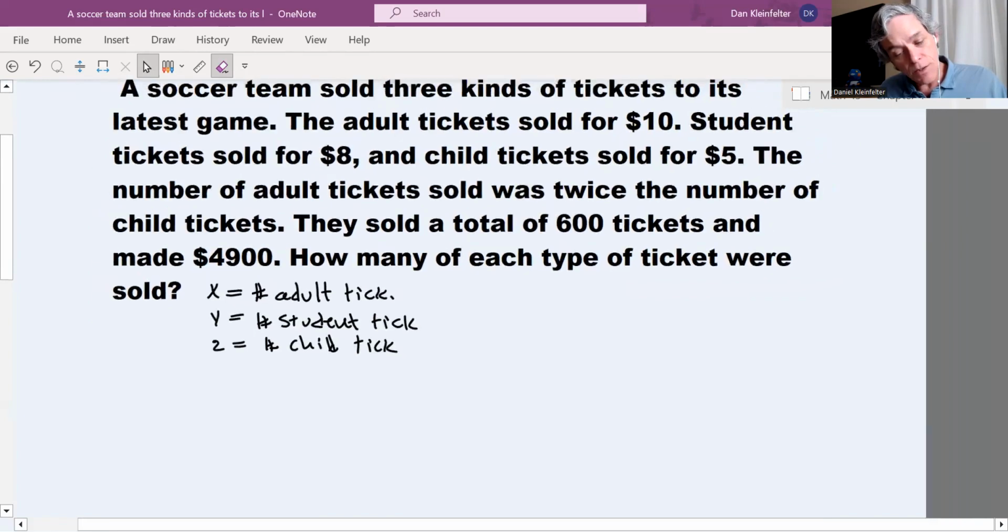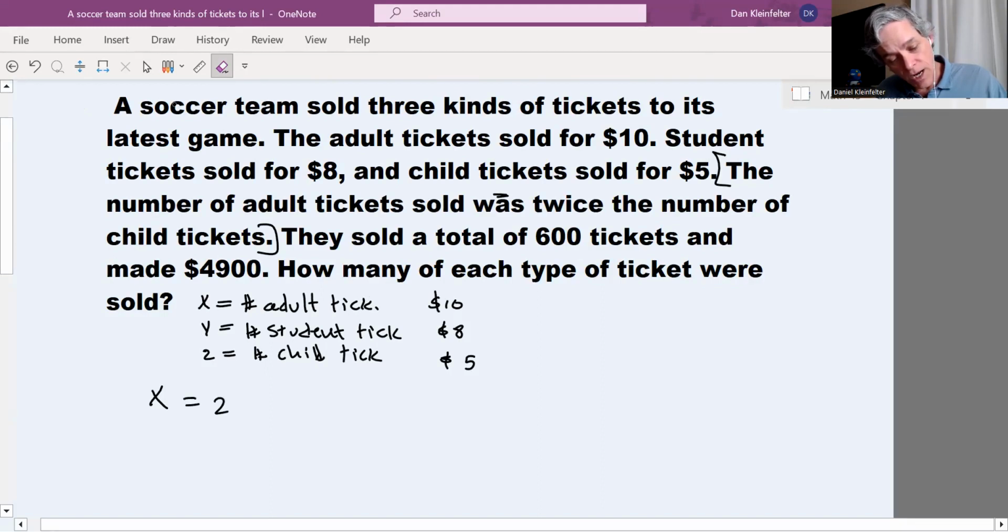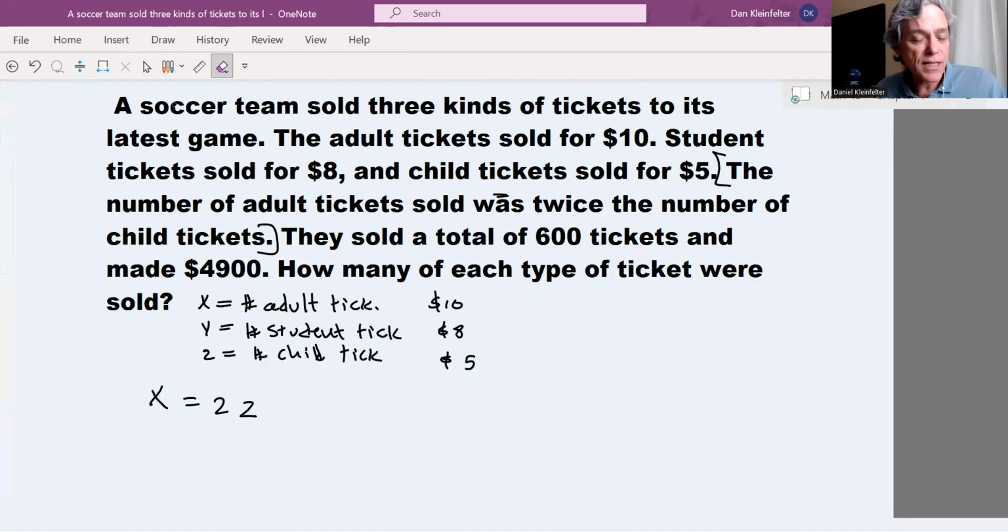Okay, so then the first sentence is just giving us background information. There's 3 kinds of tickets. The second sentence is telling us the prices for each type of ticket. Adults are $10, students are $8, and then child are $5. So now we start getting into where we can write the equations down. The number of adult tickets sold, that's X, was, that's just past tense of is, so equals, twice the number of child tickets. So X is going to be 2 times Z.